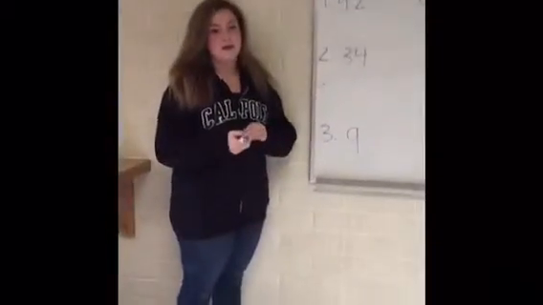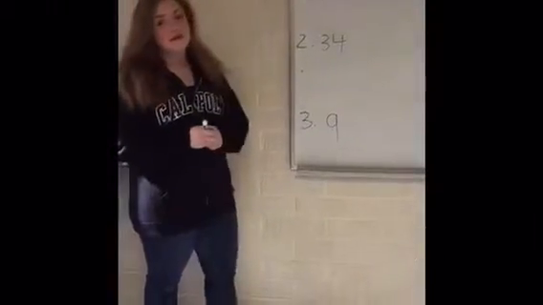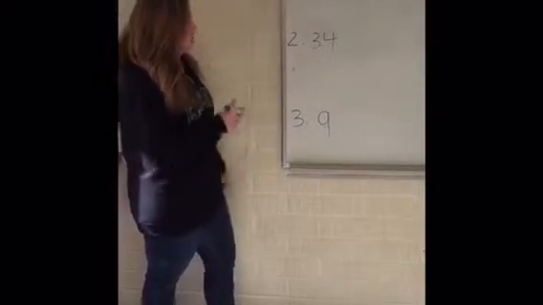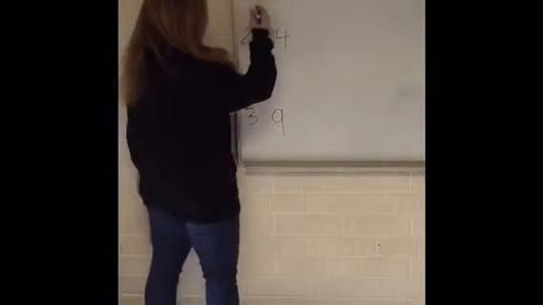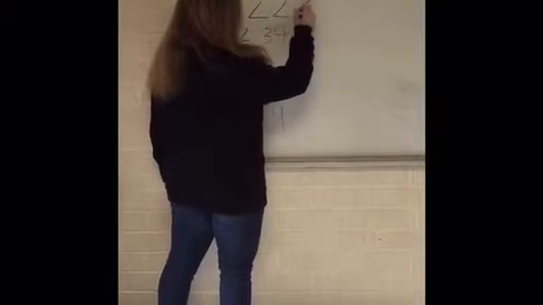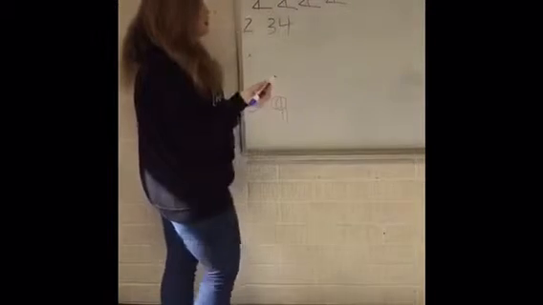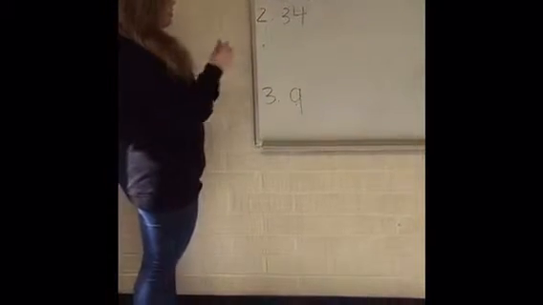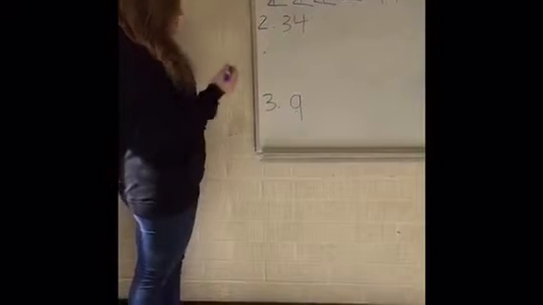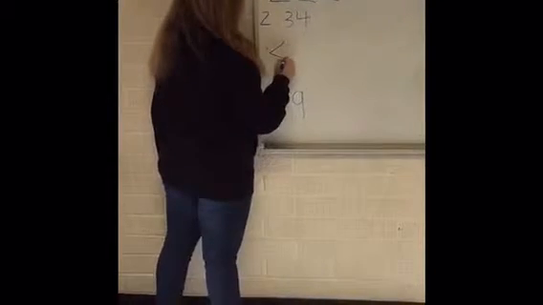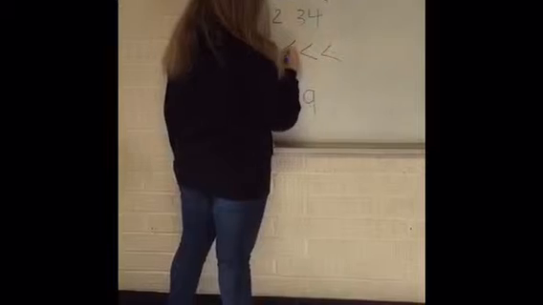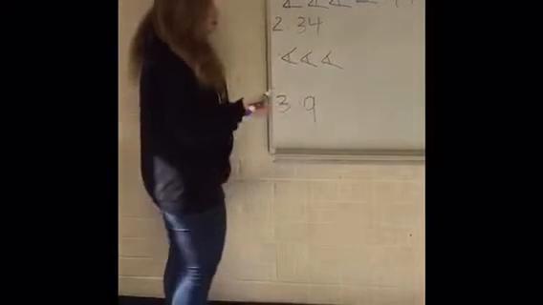Okay, so now that we've learned about the Babylonian numeration system, I'm going to go over a few practice problems. So the first problem I have is 42. So you would start off doing your 4 tens, and then you would write your 2 units. Number 2 is 34, so you would start off with 3 tens, and then you would do 4 units.